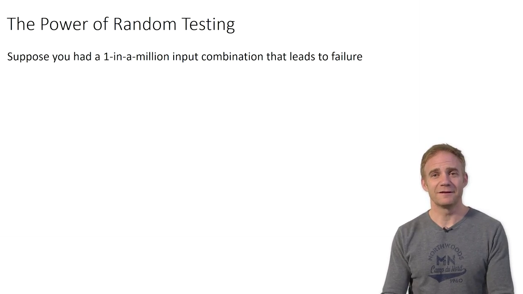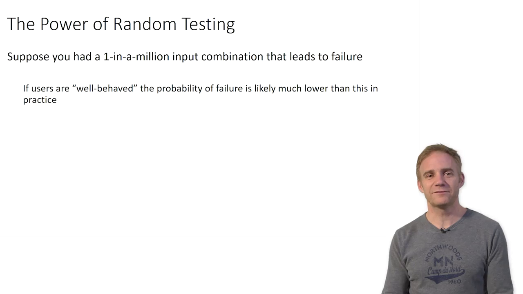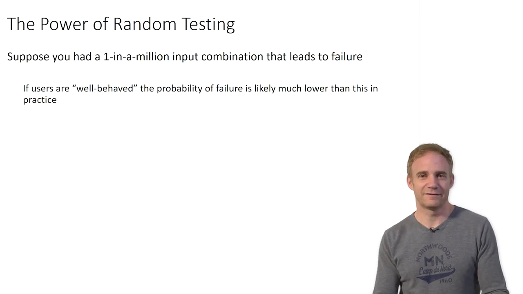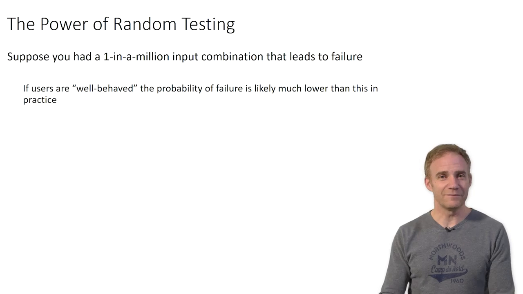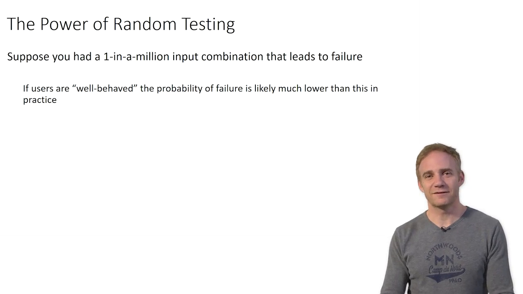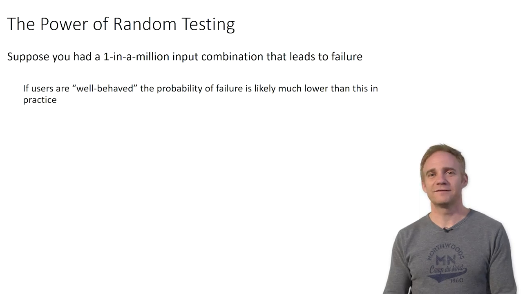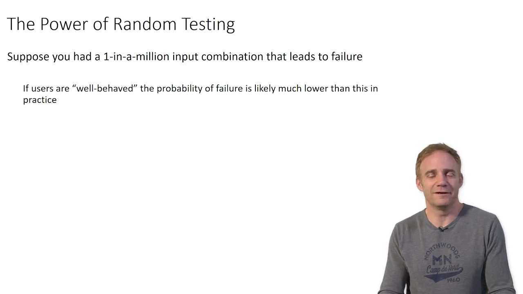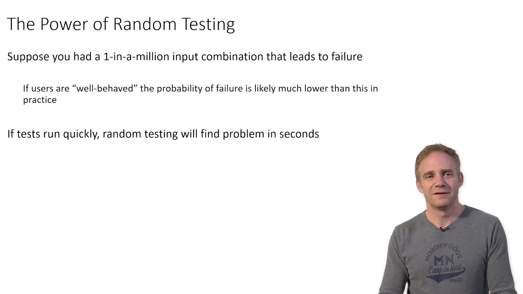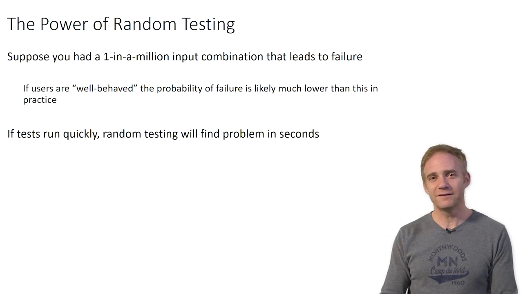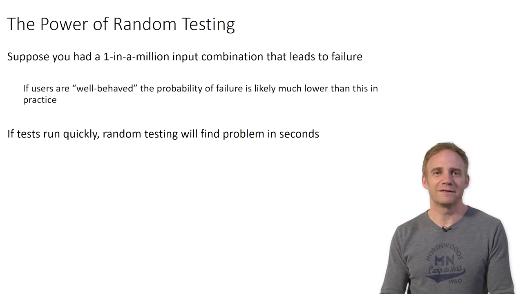And the interesting thing is that if users are well behaved, the probability of failure in practice is likely much lower than this. But if you choose values at random, you're actually more likely to discover failures for unexpected situations that your program isn't conditioned to handle because they don't match what users would use as inputs. If tests run quickly, then this random testing will find problems in seconds. And you've already seen examples of this when we looked at quick check.